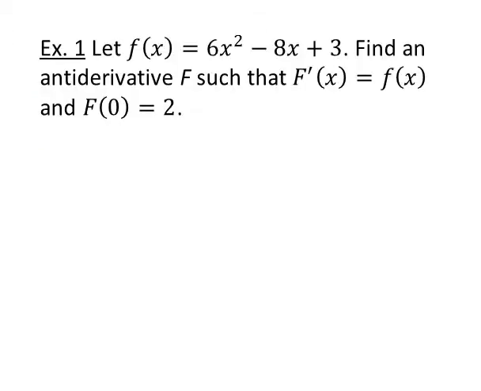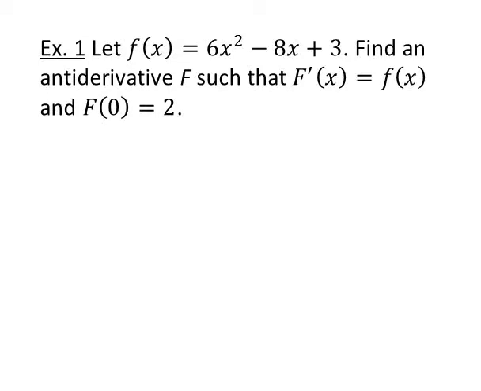In our first example, consider the function f of x equals 6x squared minus 8x plus 3. We'll find an antiderivative, capital F, such that the derivative of capital F is the given function, and capital F of 0 equals 2.